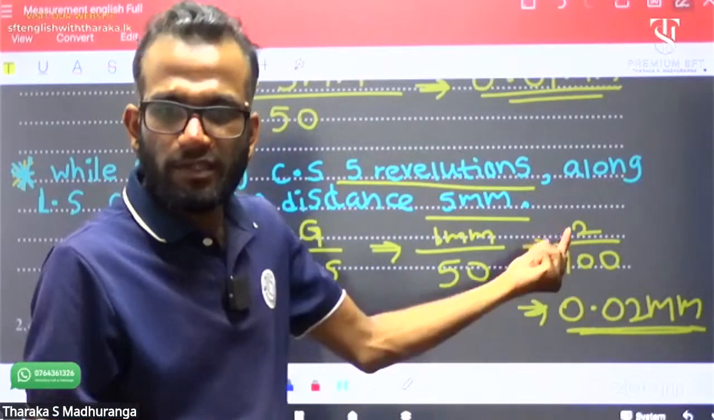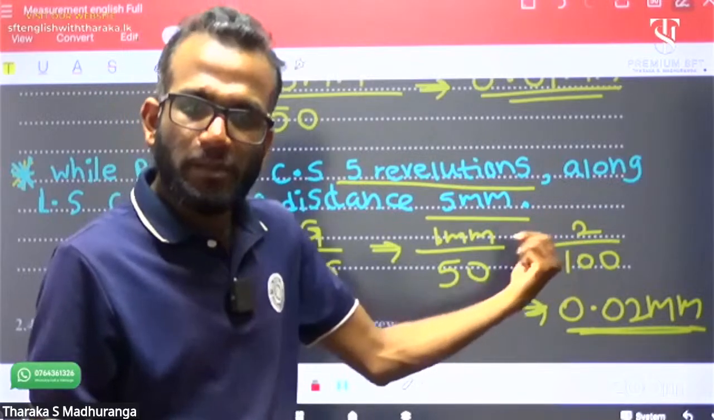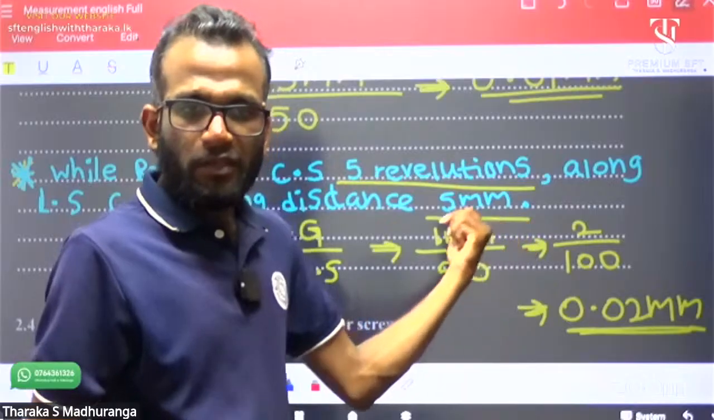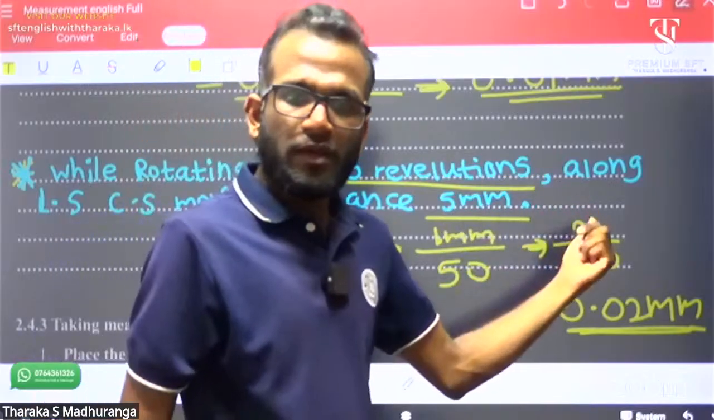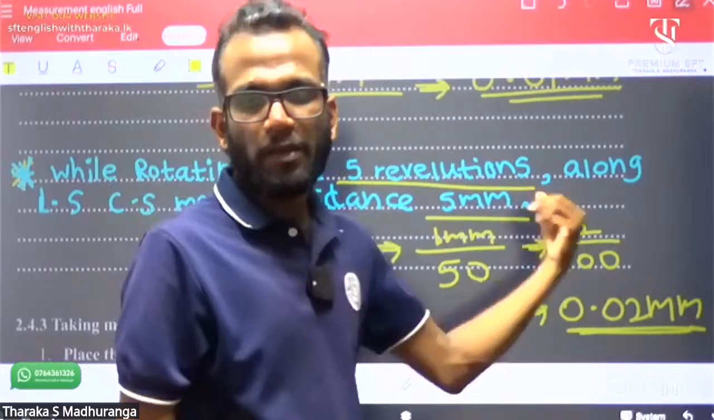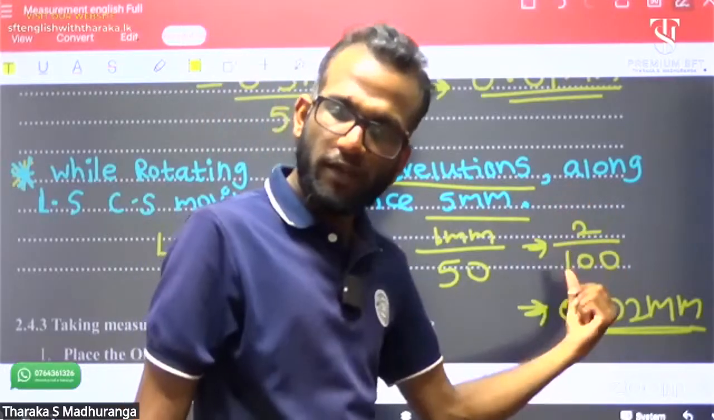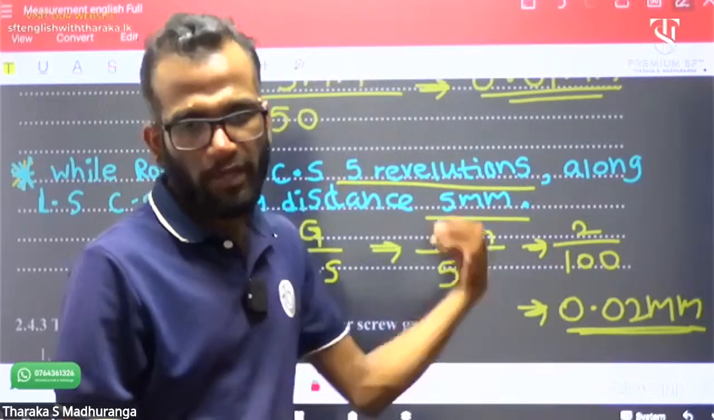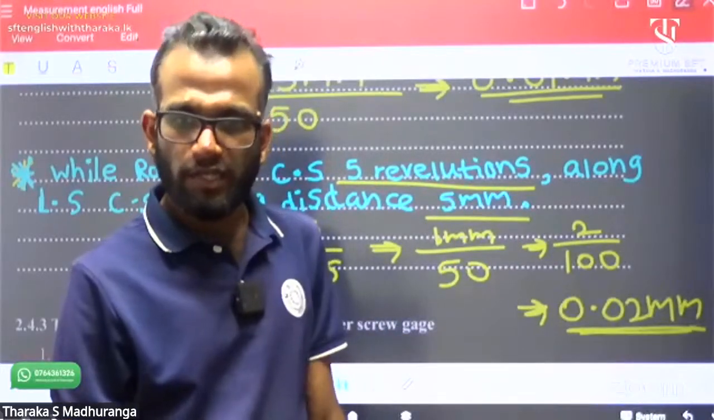It's a short method, a trick. I multiply both by 2. Then 1 multiplied by 2 is 2, 50 multiplied by 2 is 100. Then 2 over 100, without a calculator, we can get 0.02. So the answer here is also 0.02. Clear?